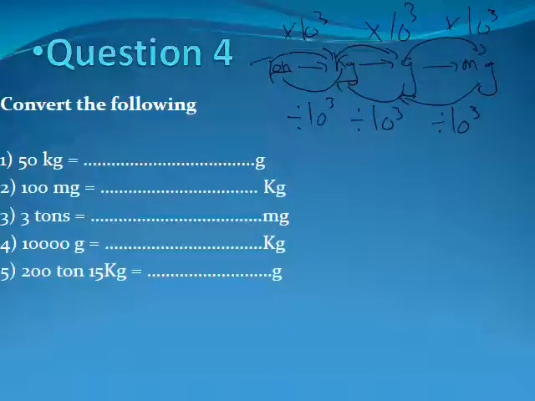Okay, let's start first. 50 kilogram into gram. Yes, Lua. From kilogram to gram, should we multiply or divide? Multiply by how much? By 1,000. So 50 times 1,000 will be 50,000 gram. Okay? Moving to 2.